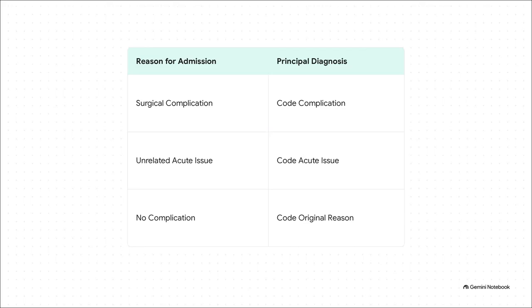Let's break down the exact CMS logic under Section 2J. If the admission is strictly due to a surgical complication, or maybe a brand new acute illness, like they suddenly spike atrial fibrillation in the recovery room, that new issue takes the principal slot. It completely replaces the original reason for the outpatient surgery. However, if they are admitted just for continued care with no distinct complication at all, then the original reason for the surgery finally gets to be your principal diagnosis.